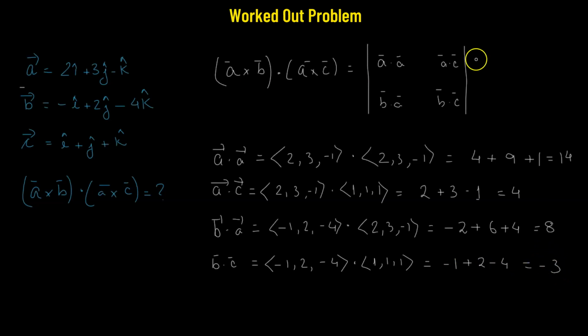So let's substitute these values into our determinant. So this is 14, 4, 8, negative 3. So 14 times negative 3 is negative 42, minus 8 times 4 is 32. So our final value is negative 74. So this is the value of the scalar product of the four vectors A, B, A and C. Here one of the vectors is repeating.